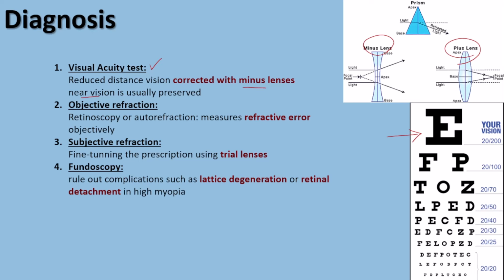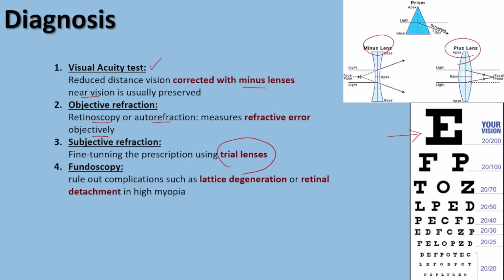So we have two tests for refractive problems. We have the objective refraction test, which is done via retinoscopy and autorefraction, and this usually measures the refractive error objectively. We are seeing whether there is a refractive problem or not. Also, we can use a subjective refraction test, and this is usually done via trial lenses. I am going to explain this in the hyperopia video, so if you want to know what the subjective and objective refraction tests are, please see that video.